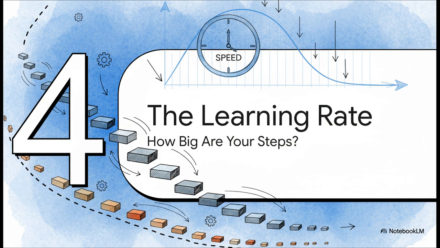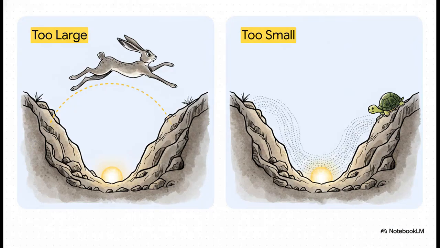Now, there's a really crucial question here. How big should those downhill steps be? This is controlled by a setting called the learning rate. And honestly, it's one of the most important settings you'll ever come across in machine learning. It basically dictates the speed and the success of the whole learning process. You see, picking the right learning rate is a real balancing act. If your learning rate is too large, it's like taking these giant, clumsy leaps down the hill.